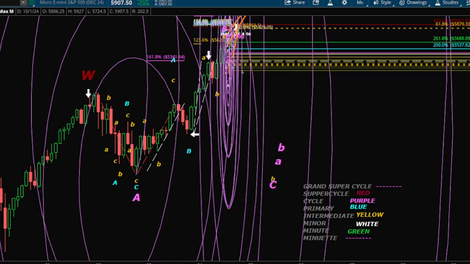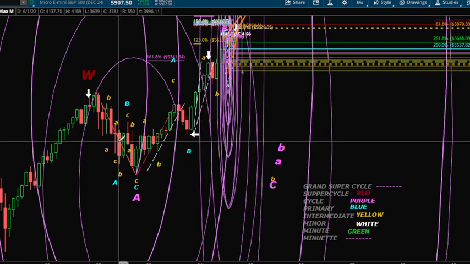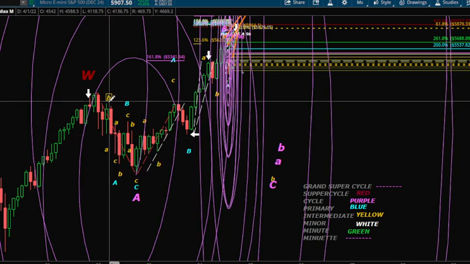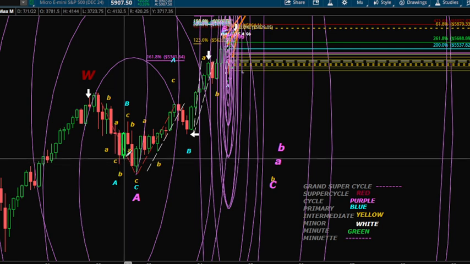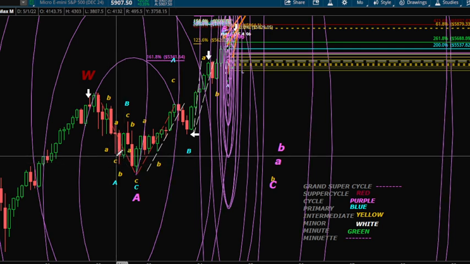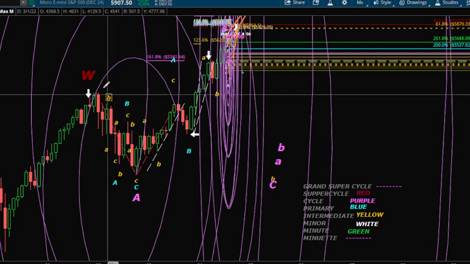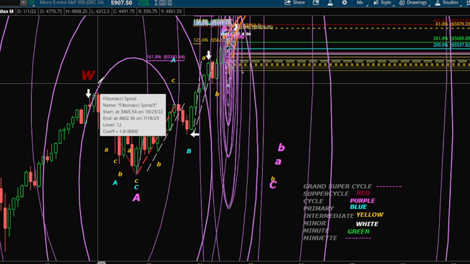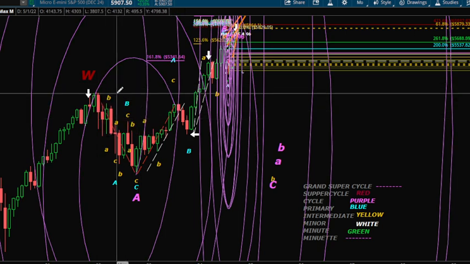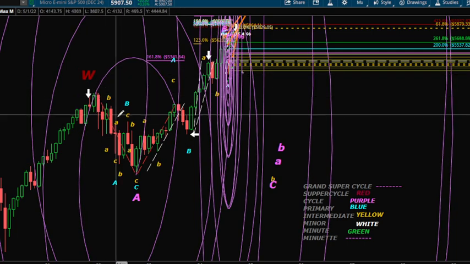Right now I just want to recap how I'm going to count this. I went ahead and labeled this as a WXY. I'm starting to think that I have an argument that I can count any chart in 3 ways. But yeah, I'll try to make that counter argument later down the road. But anyway, we'll just label this W for now.